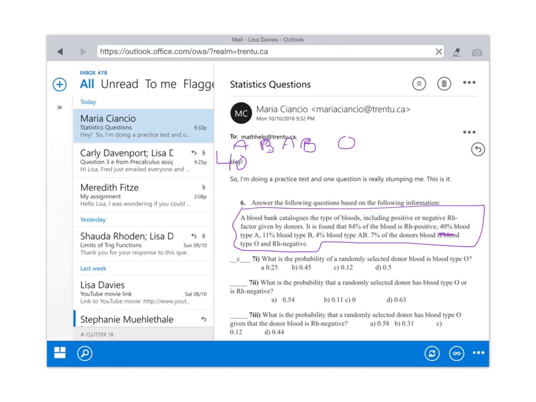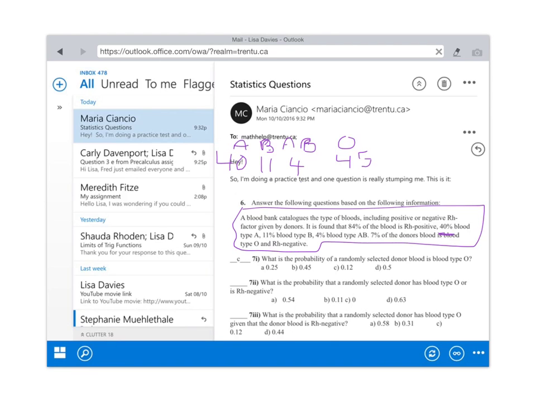Blood type B is 11%. Blood type AB is 4%. And O is the only other one. If you add these, 40 plus 11 plus 4, you get 55. So that would leave 45% for O.